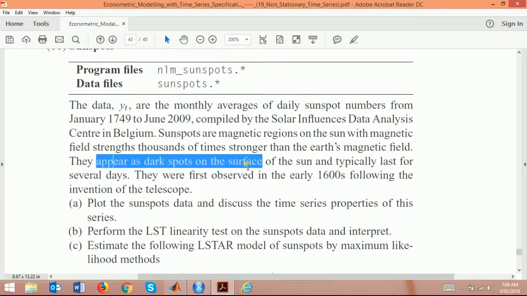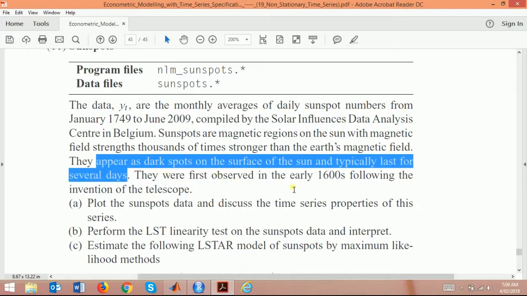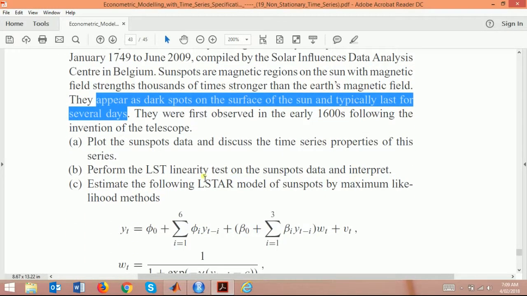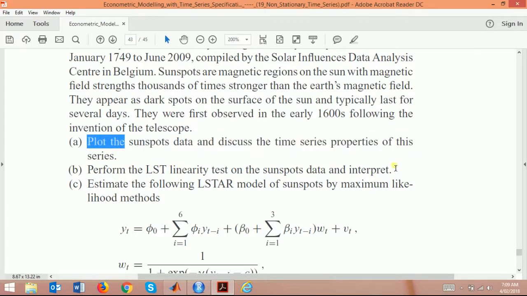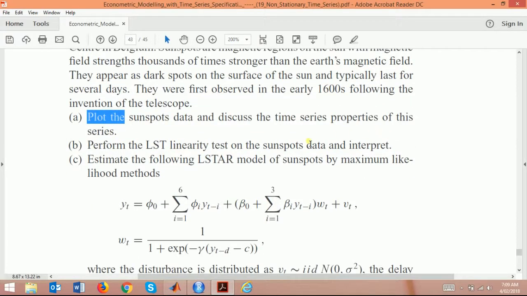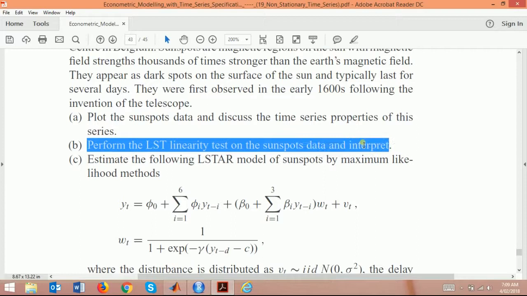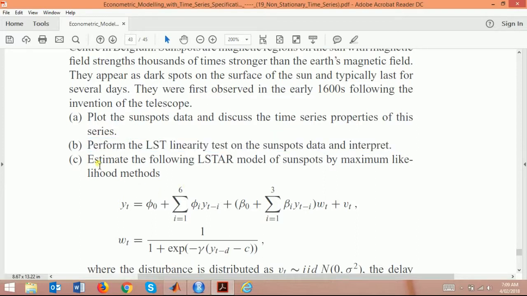They appear as dark spots on the surface of the sun and typically last for several days. They were first observed in the 1600s. Plot the sunspot data and describe the time series properties. Perform the LST linearity test. Estimate, so we're going to do our test again.